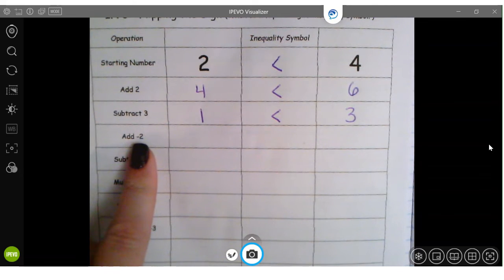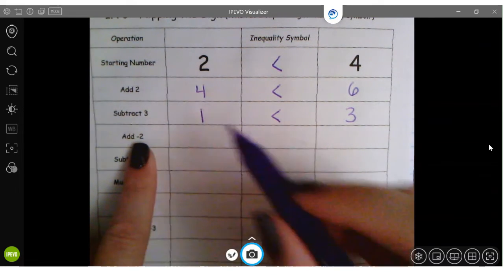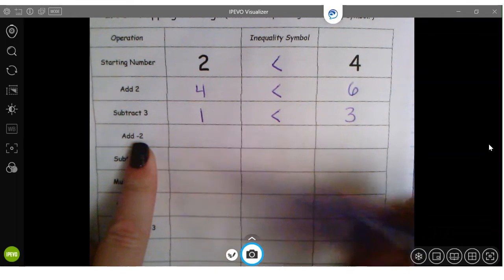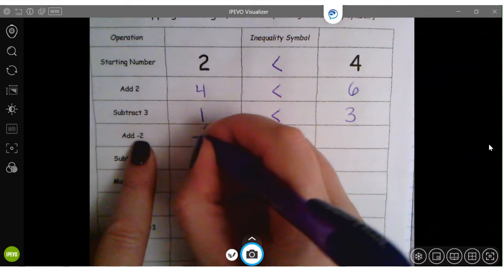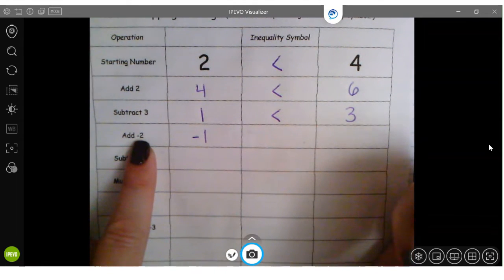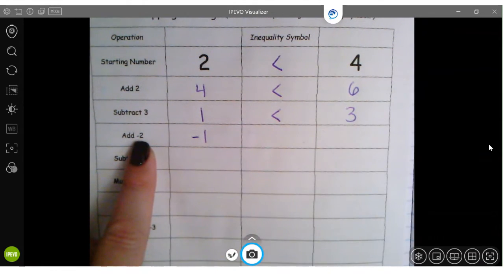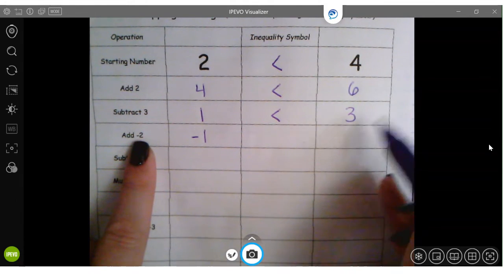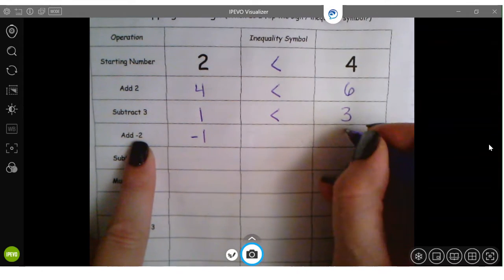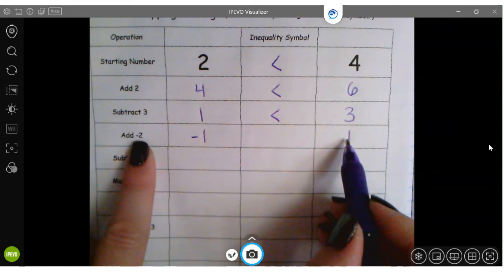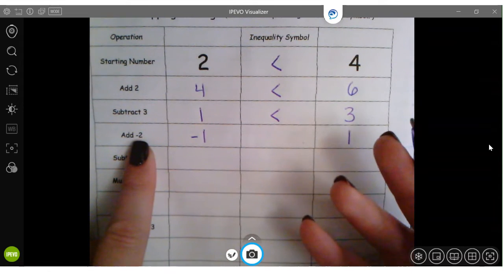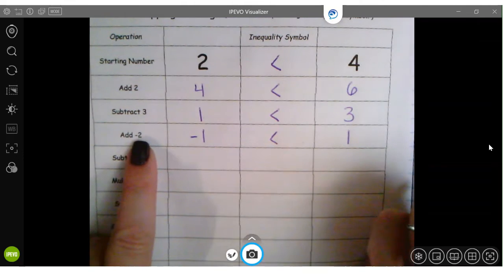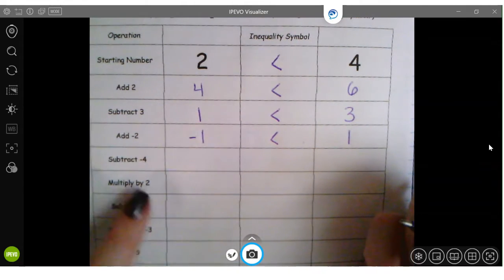All right, now I'm going to add negative 2. Again, that's kind of the same as subtracting 2. If I add negative 2 to 1, that gives me negative 1. And you can use your calculator for any of this if you need. 3 plus a negative 2, again kind of like subtracting 2, would be 1. So I'm comparing negative 1 to positive 1. Negative 1 is what compared to positive 1? It's less than, right? A negative number is going to be less than a positive number.